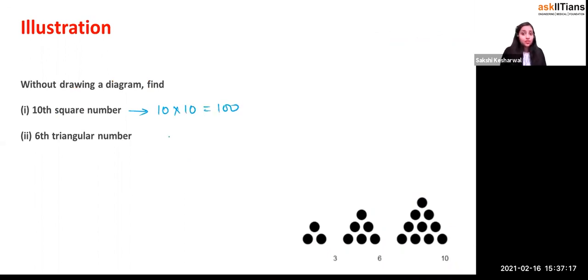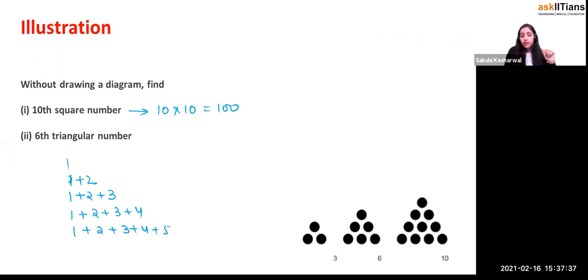Now, what is the sixth triangular number without drawing a diagram? The first triangular number is 1, the second triangular number will be 1 plus 2. Then the third triangular number will be 1 plus 2 plus 3. Then the fourth triangular number will be 1 plus 2 plus 3 plus 4. Then the fifth will be 1 plus 2 plus 3 plus 4 plus 5, right? And the sixth triangular number will be 1 plus 2 plus 3 plus 4 plus 5 plus 6.